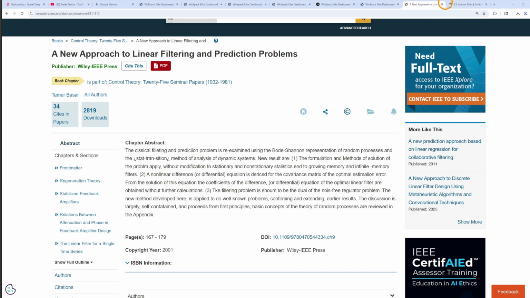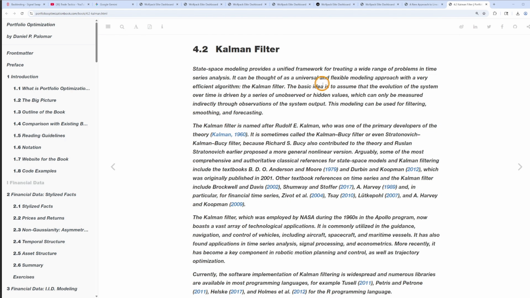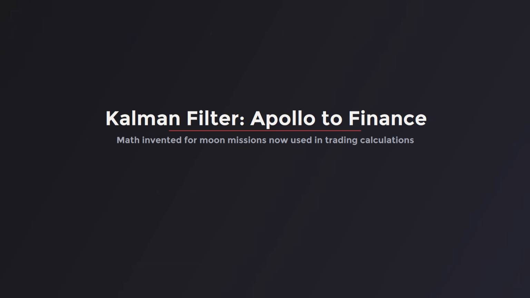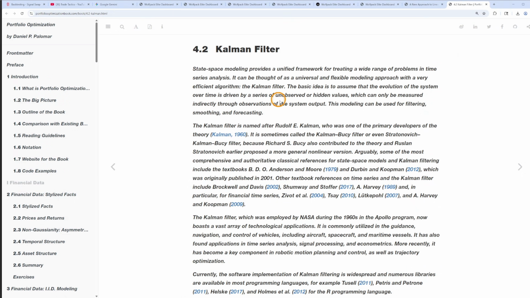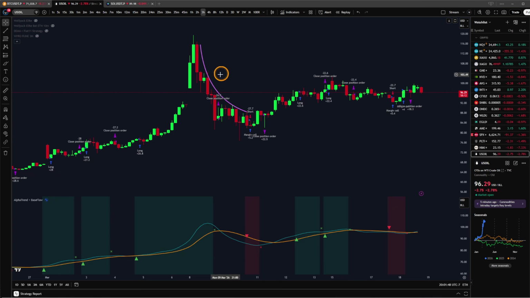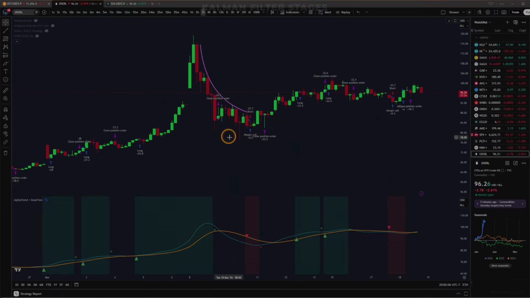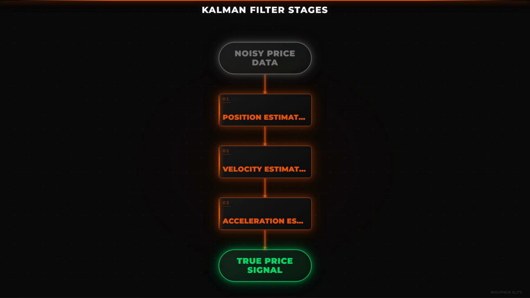So essentially what he did here, and now it's used in finance, he had to track position, velocity, and acceleration through noisy sensor data, which is just like trading candlesticks data. So we've applied a 3-stage Kalman filter to our trading script to remove that noise so that we can get the true price signal. So we need our position level, our velocity, and our acceleration to be non-negative as well as volume confirmation. And I'm going to show you exactly how that works today in the video.